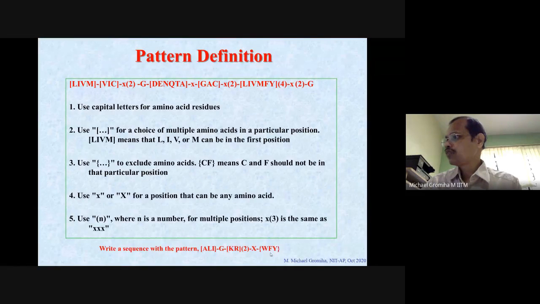Here, WF5, exclude these 3 and put anything else. So you put A. Okay, that is fine. So anyone can write any, that is fine. A, G, K, K, M, T. Okay, fine, right? So this is fine. Then you can write the pattern. This is the standard notation.